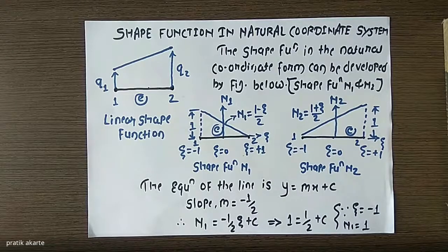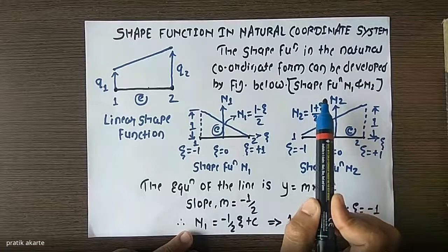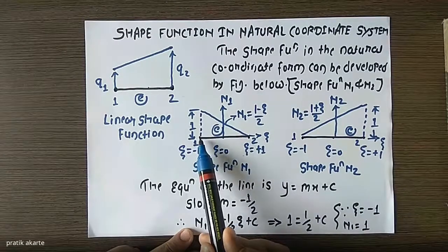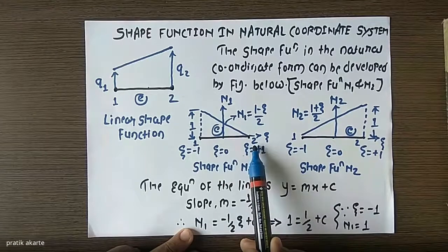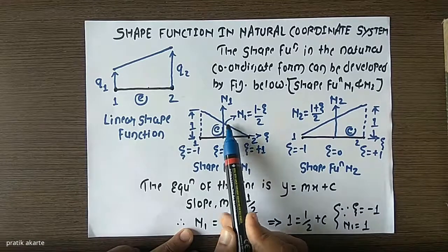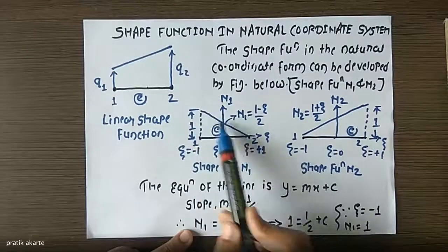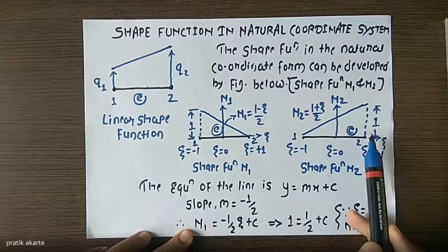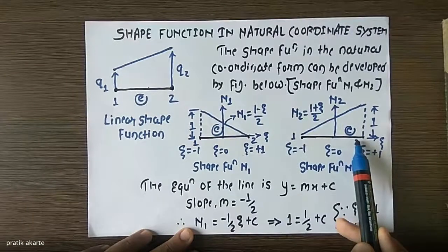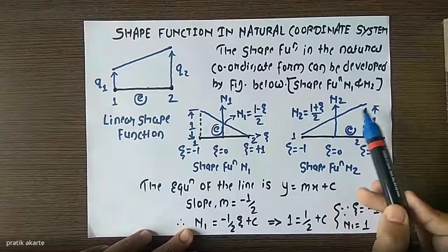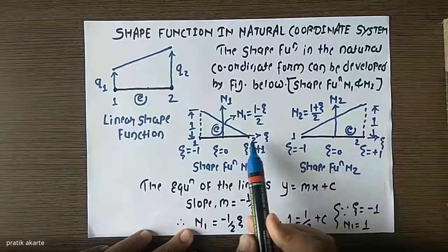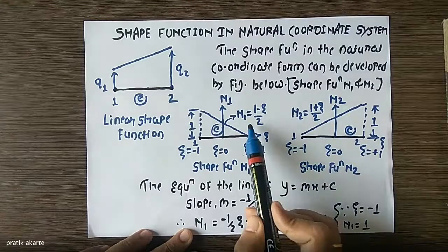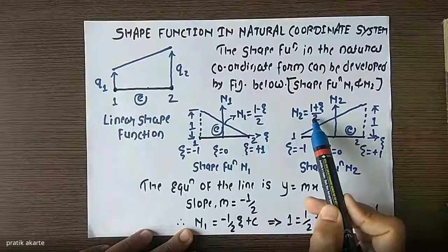Now the shape functions N1 and N2 in natural coordinate form can be developed from the figure below. So I'll explain this figure. You have this element E with nodes 1 and 2. The shape function N1 is represented by this line. And for the same element E having nodes 1 and 2, the shape function N2 is represented by this line. So N1 is equal to (1 minus zeta) by 2 and N2 is equal to (1 plus zeta) by 2.